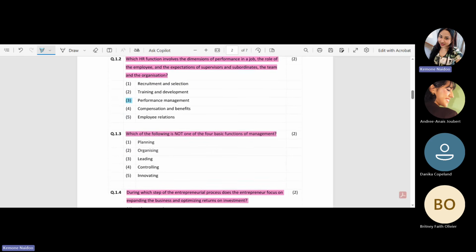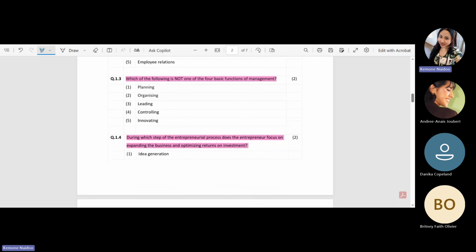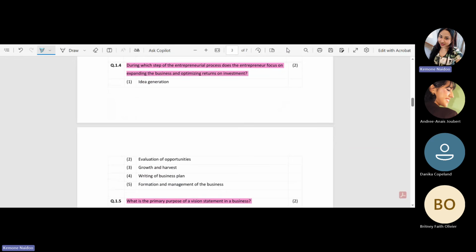Good job. Question 1.3: which of the following is not one of the four basic functions of management? This one is super easy as well. Yes, it is 5. So innovating is not a function of management. And then, during which step of the entrepreneurial process does the entrepreneur focus on expanding the business? This one is also a bit easy. Where do we focus on expanding our business or growing the business? Yes, 3.